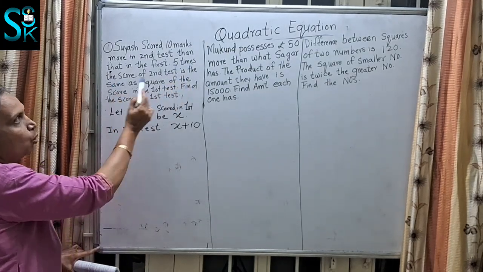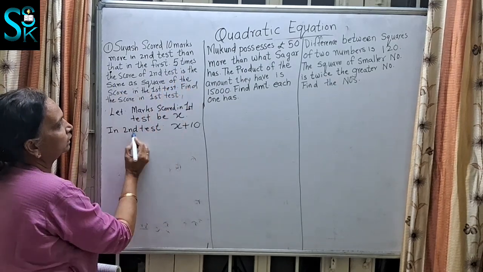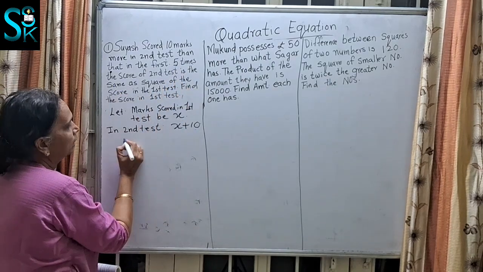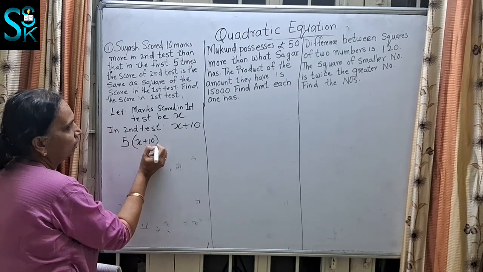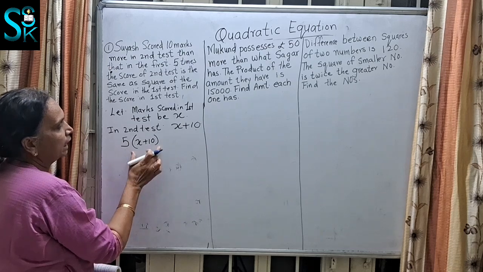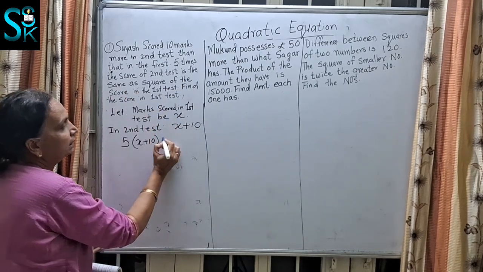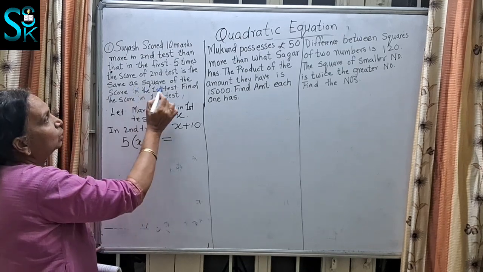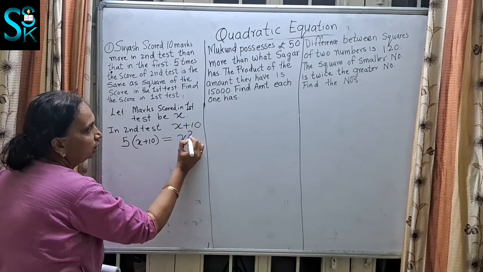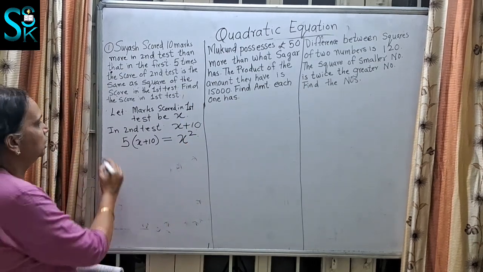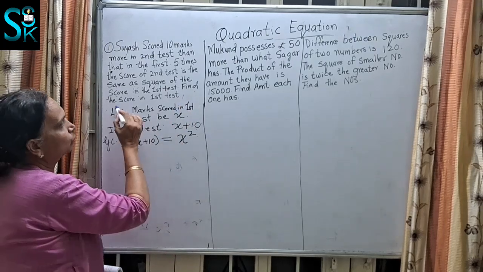5 times the score of the second test. The second test is x plus 10, so 5 times means 5 into bracket x plus 10, because here it is a binomial. 5 times the second test is the same as, is means equal to, the square of the score of the first. So this is the given condition. Then they have asked you to find the score of the first test.